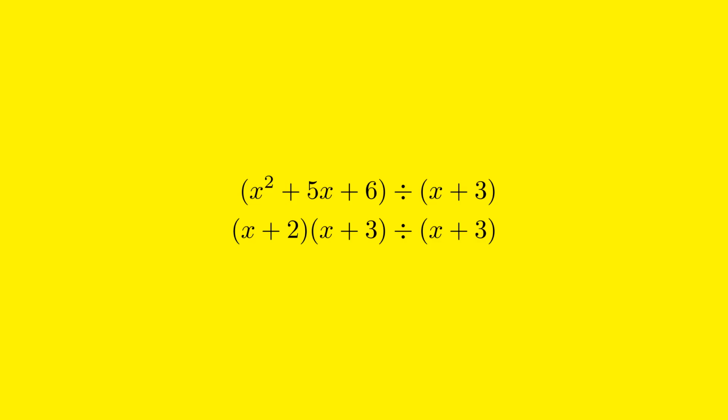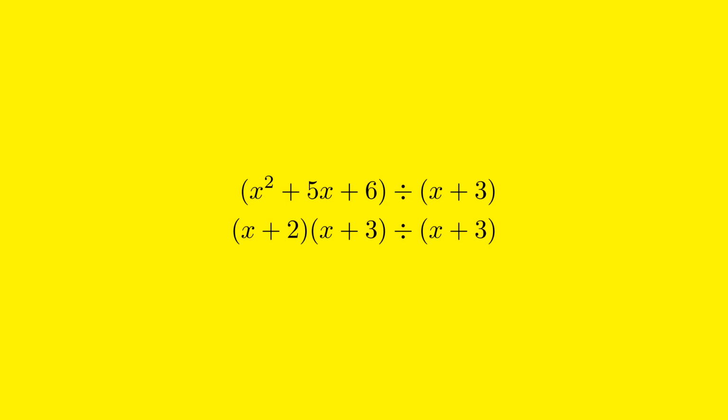To solve the problem, reduce the rational expression to lowest terms. x squared plus 5x plus 6 divided by x plus 3. We need to simplify the expression by factoring. Step 1. Begin by factoring the numerator, which is the top part of the fraction.